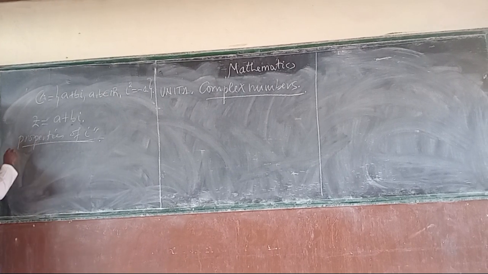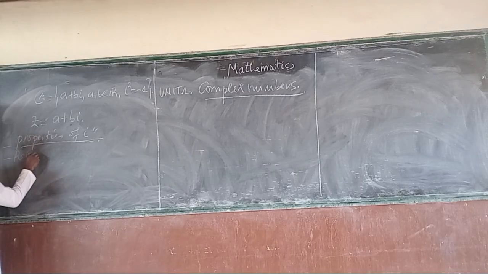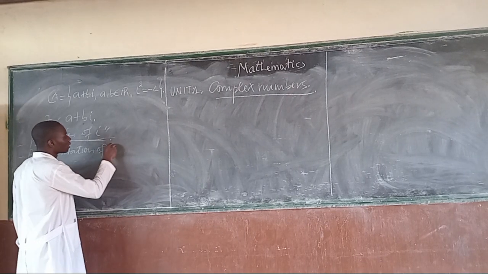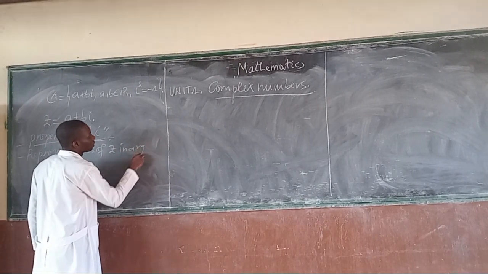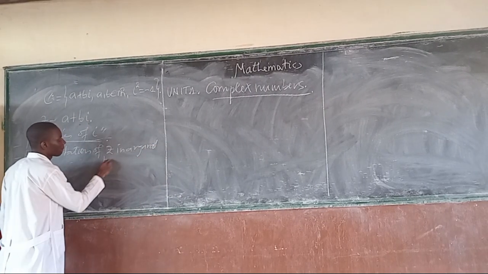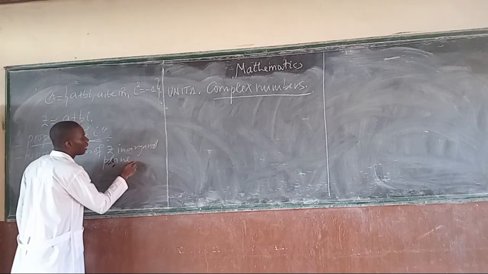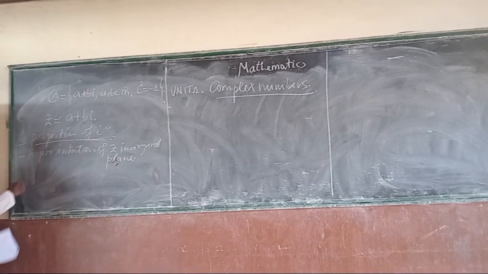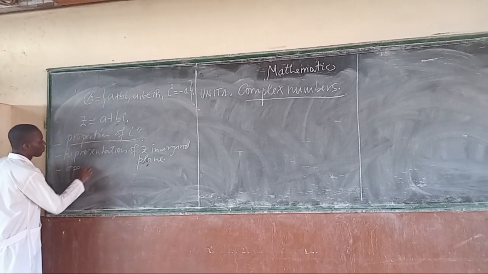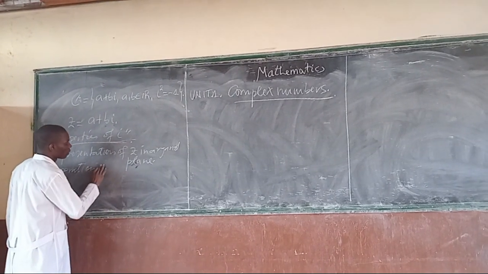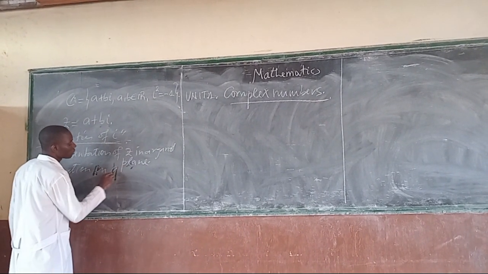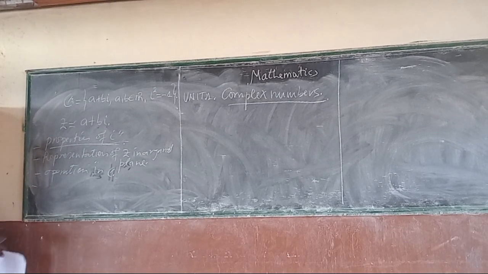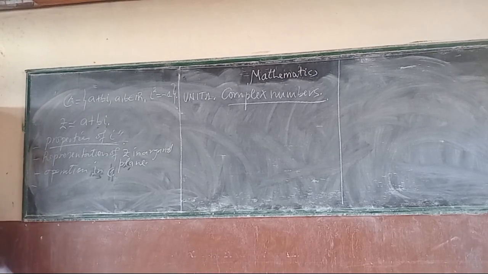And also you have to revise the representation of complex number z in the Argand plane. After representing z in the Argand plane, you also have to deal with operations. Please revise those operations on complex numbers, where you have addition, subtraction, multiplication, even division.